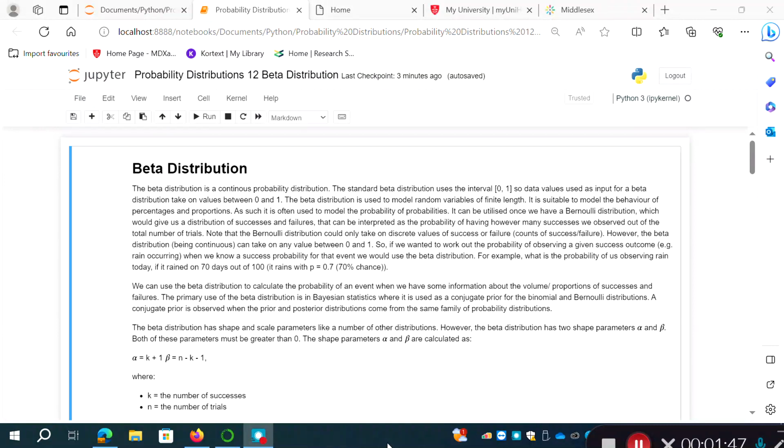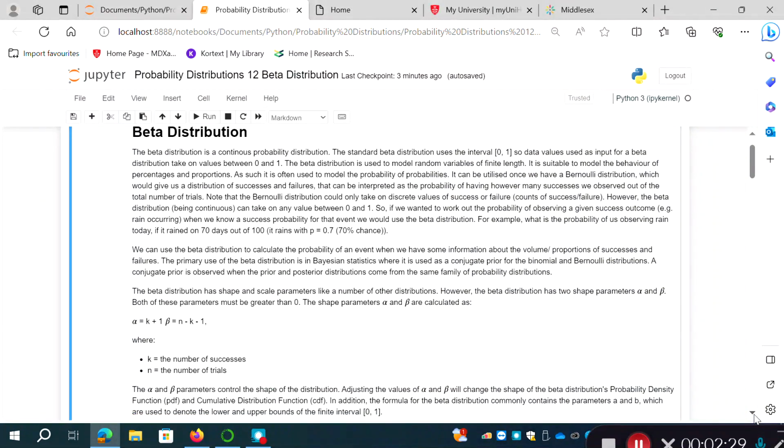So if we want to work out the probability of observing a given success outcome, for example rain occurring, when we know the success probability for that event, we would use the beta distribution. For example, what's the probability of us observing rain today if it's rained on 70 out of 100 days? We then calculate that it rains with a probability of about 0.70, or 70% chance. And we can use the beta distribution to calculate the probability of an event when we have some information about the volume or proportions of successes and failures.